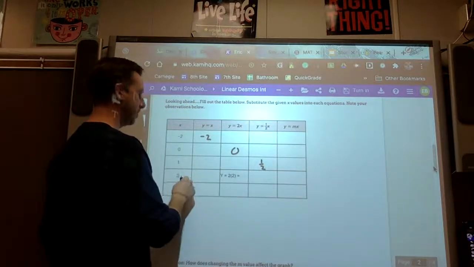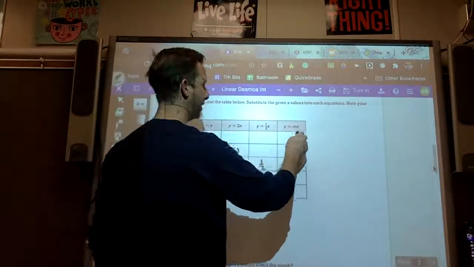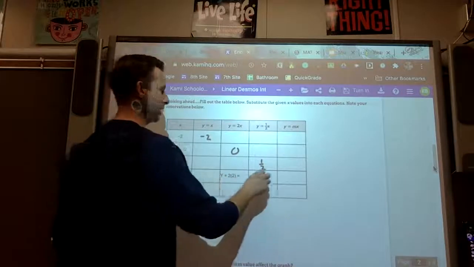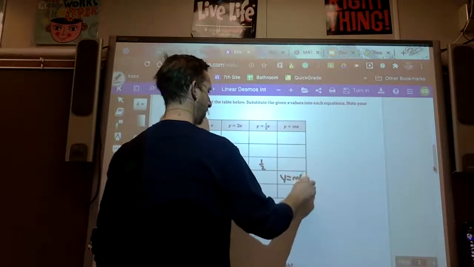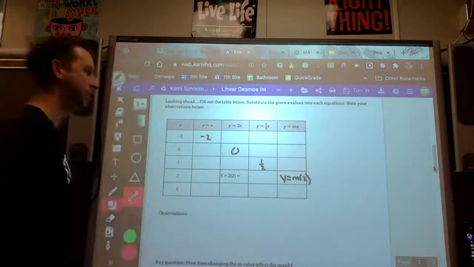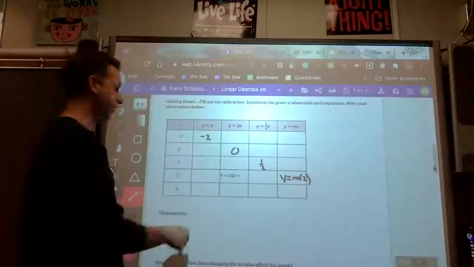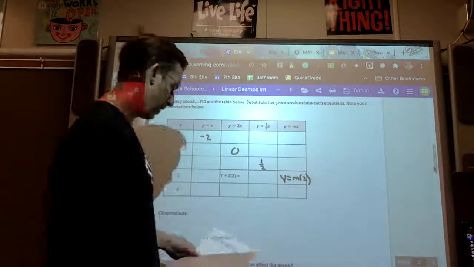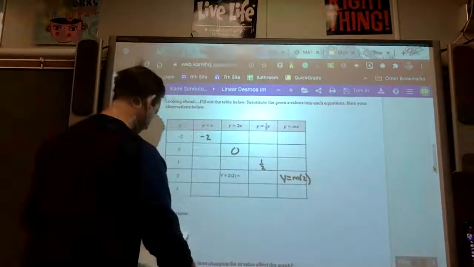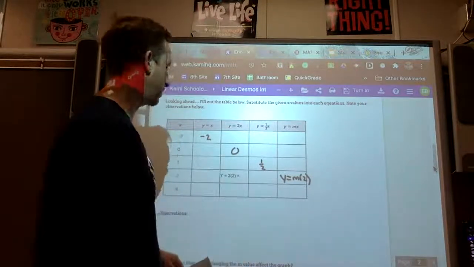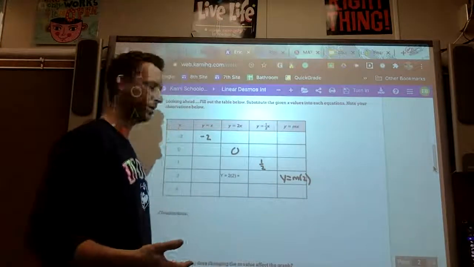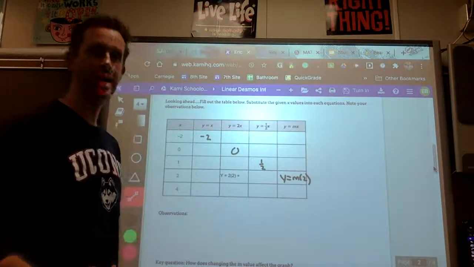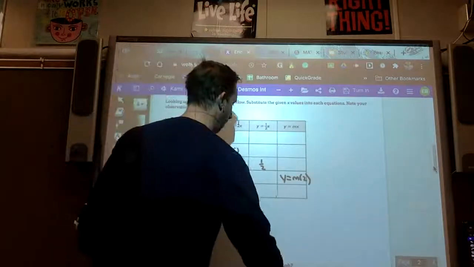How about 2? In this situation over here, we're going to put it into the equation. If this is x, this would be y equals the slope times 2. All right? And then 4, you've seen all the other examples that are up there. And then finally, we just have key changes, just make some observations. How does changing the value of m change the graph? How does the line change? That's that question down below.